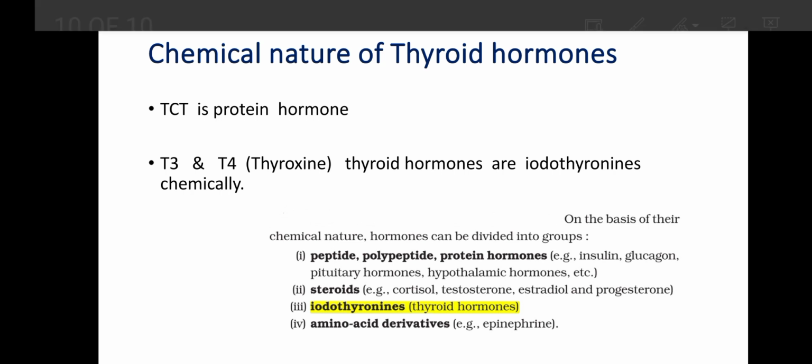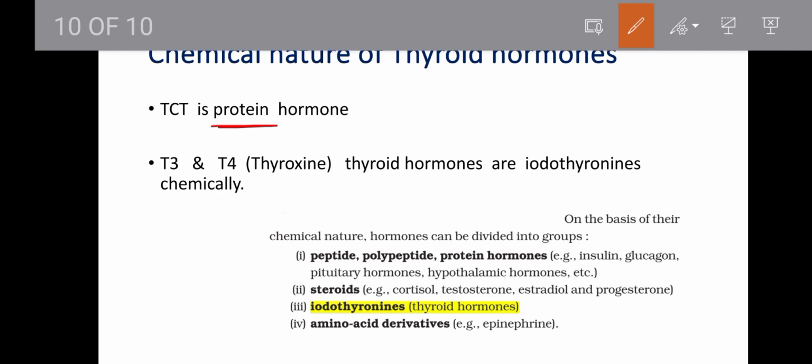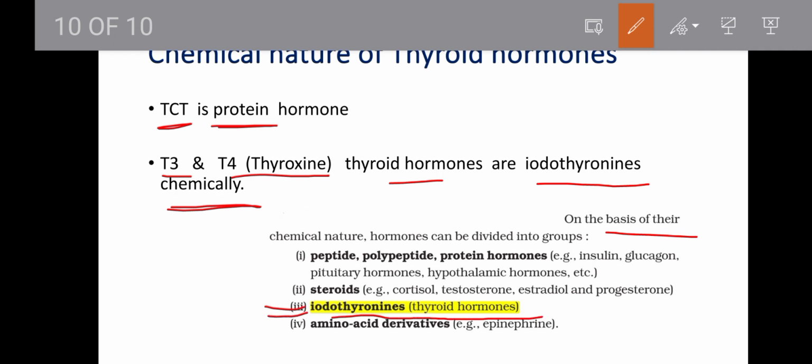Chemical nature of thyroid hormones. TCT is a protein hormone, thyrocalcitonin. T3 and T4, that is thyroxine, thyroid hormones are iodothyronines chemically. So you can see here iodothyronines are thyroid hormones. TCT is also a thyroid hormone, but they have clearly mentioned that it is a protein hormone, and this is also a part from NCERT written later. So T3 and T4 are iodothyronines chemically, and TCT is a protein hormone.